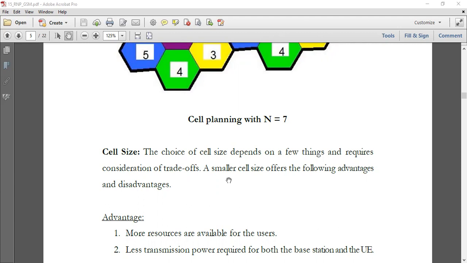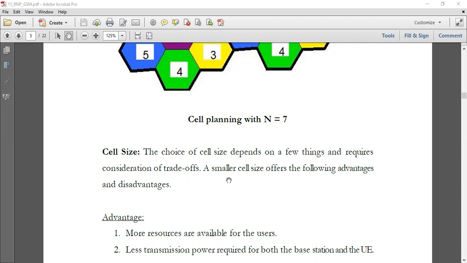As the business grows, the number of users grows. So you need more base stations, or a smaller cell size, and you also start getting more and more money as revenue.